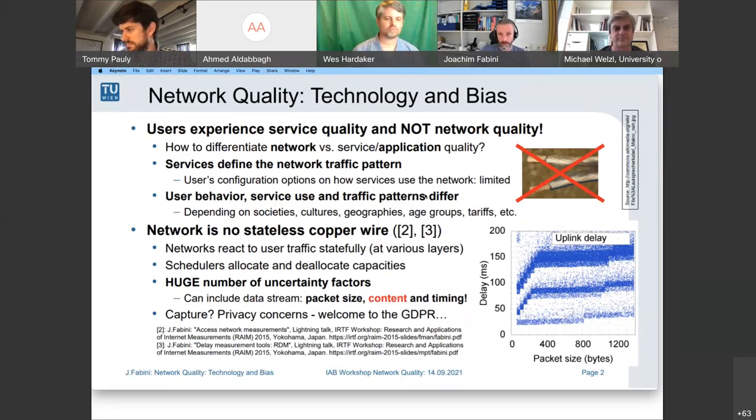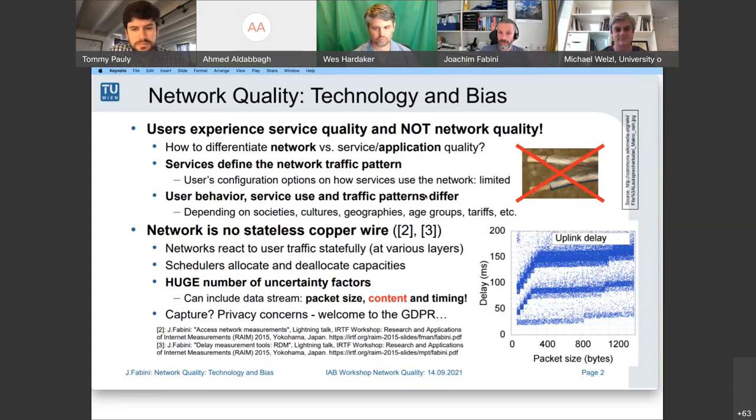Next slide, please. The first thing, and this is what Jana already said, is that users experience service quality and not network quality. The first question is, how can we differentiate between these two? And the second aspect is that services define the network traffic pattern. Users' configuration options on how these services use the network are very limited. And the user behavior, the service use, the expectations, and the traffic patterns differ across societies, cultures, geographies, age groups, tariffs. So it's difficult to capture all of these in one metric.